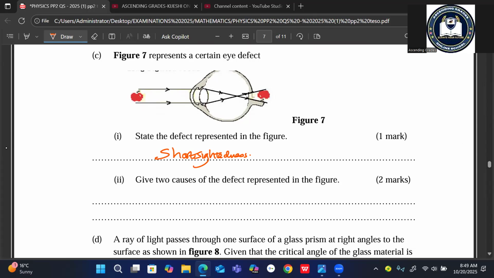Give two causes of this one. Too long a focal length of the eye lens. And we have too long an eyeball.